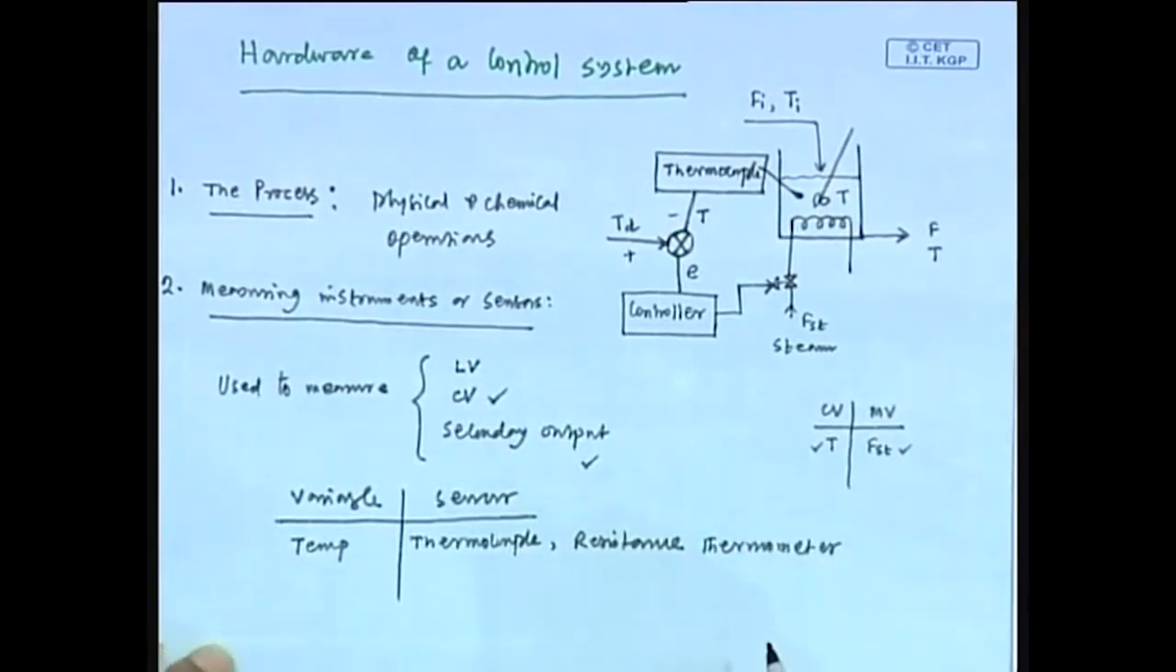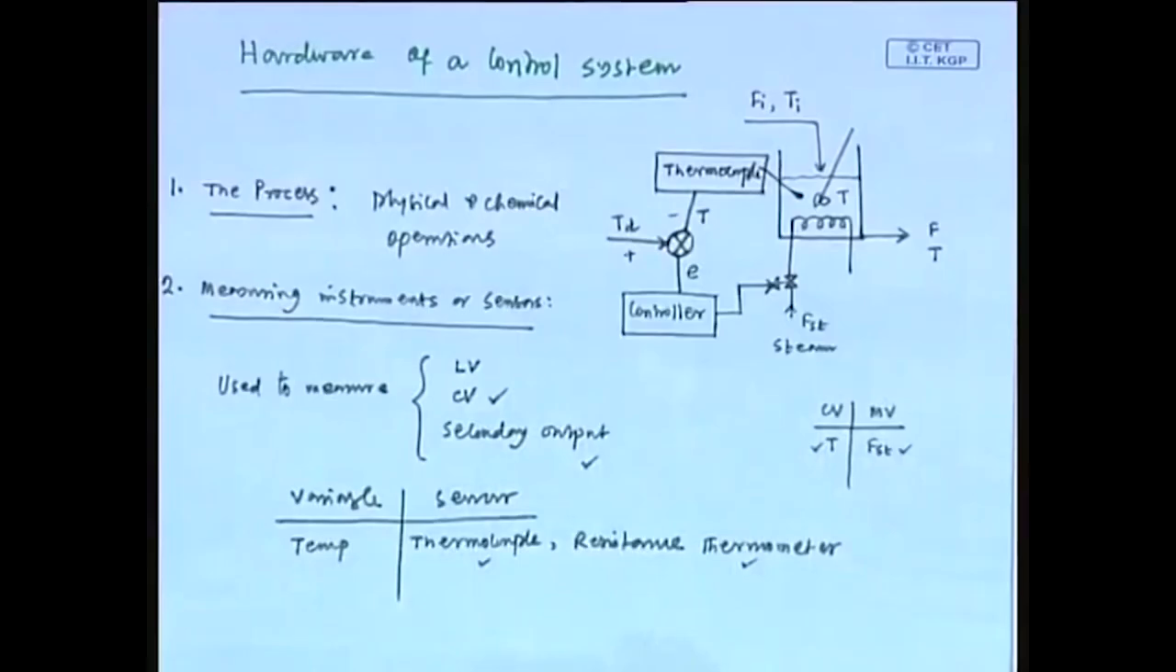We can use thermocouple for measuring temperature, we can use resistance thermometer, but mercury thermometer is not good because the measurement cannot be transmitted readily. Fine. Mercury thermometer is not a good option because the measurement signal cannot be readily transmitted.